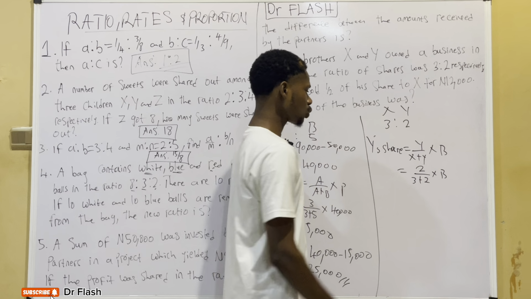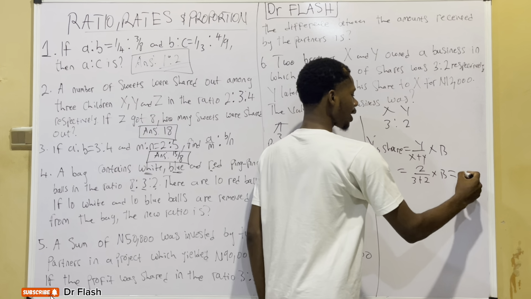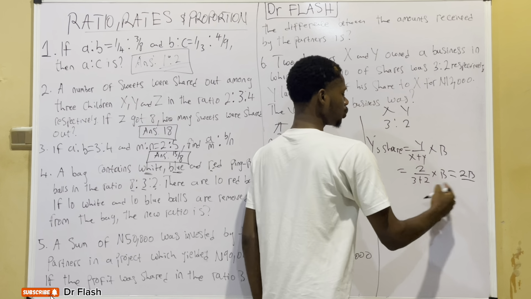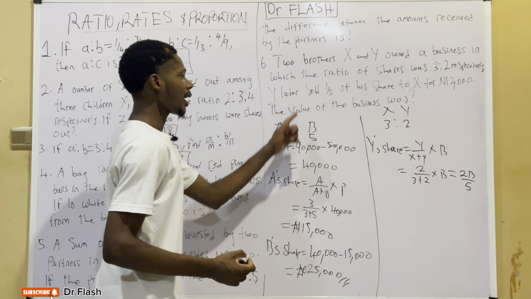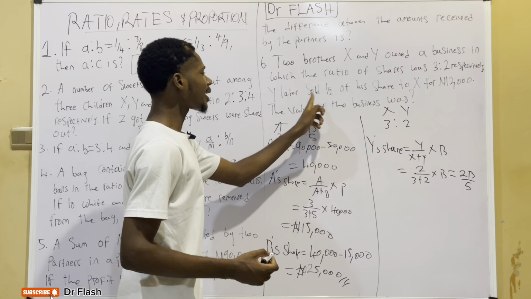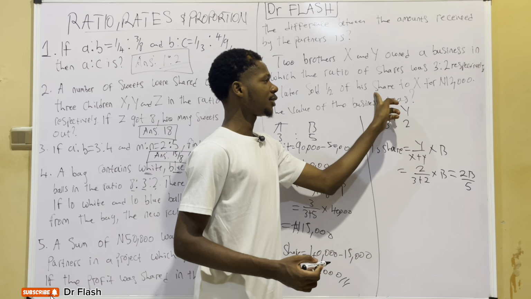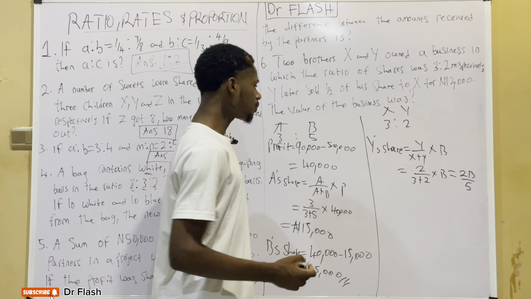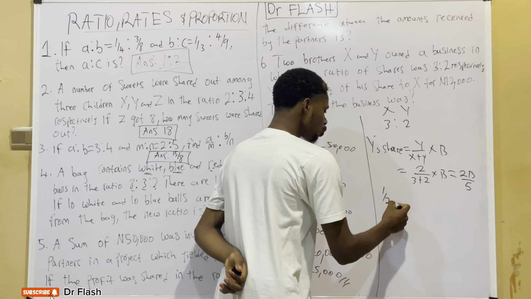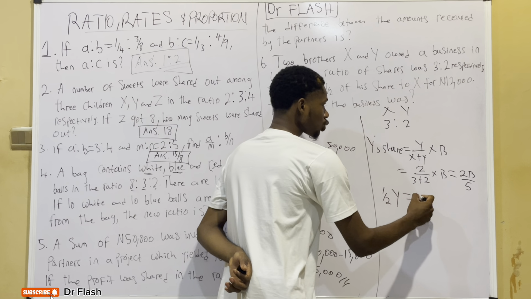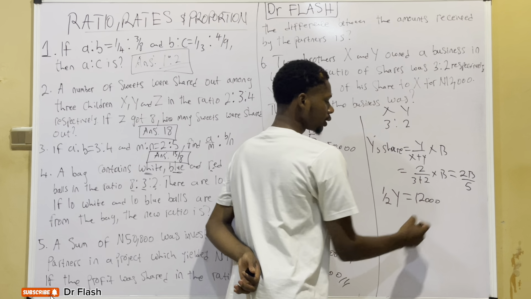B is unknown, right? So we can simplify this. B times 2, that's 2B divided by 2 plus 3, that's 5. Okay, that's Y's share. And they also said that Y later sold 1/2 of his share for 12,000 naira. Which means Y's value was 12,000 naira. So 1/2 of Y's share was sold for 12,000 naira.